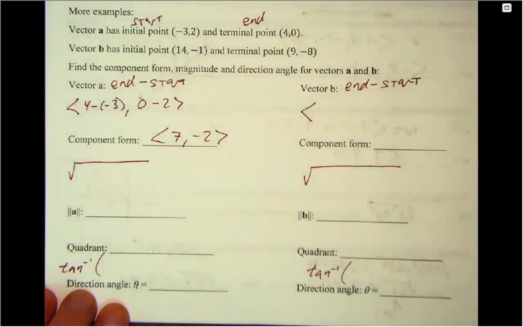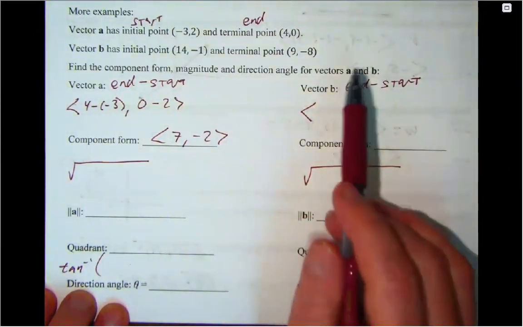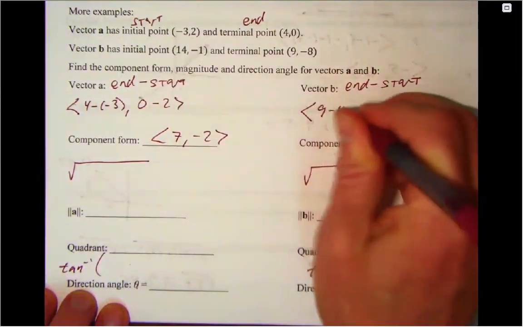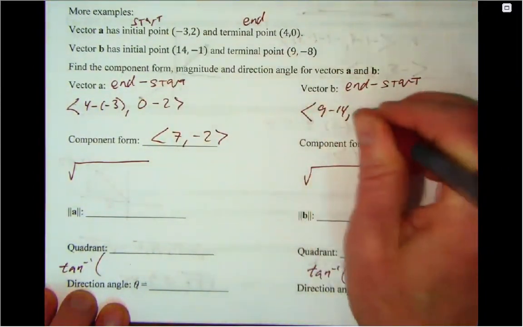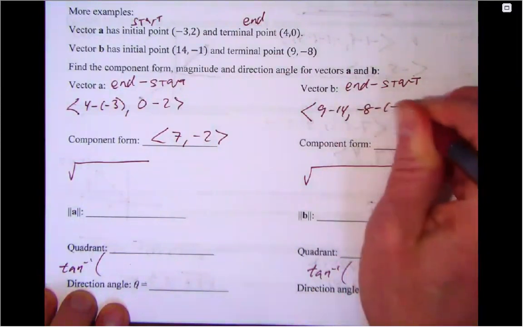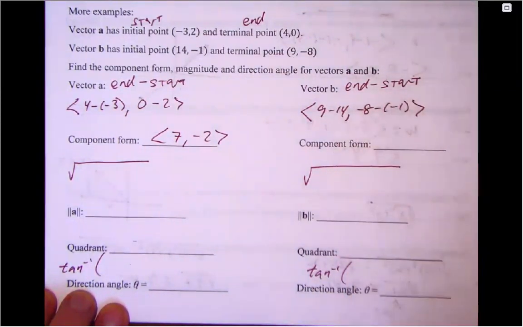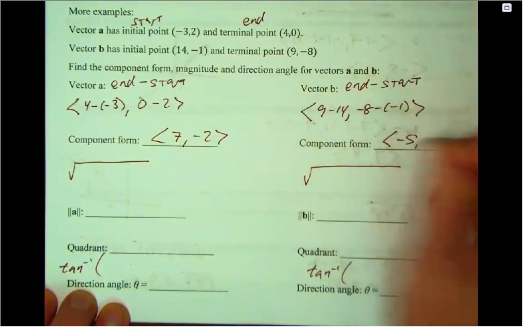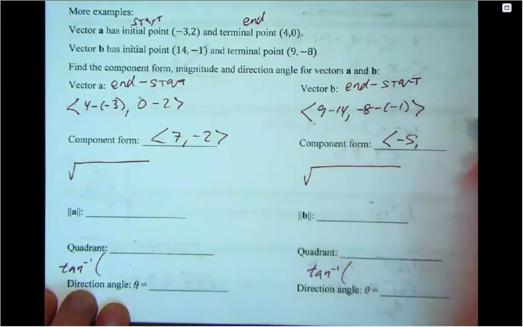For vector B, same thing, right? 9 minus 14. -8 minus -1. So what's that? -5. And -7. -8 plus 1.